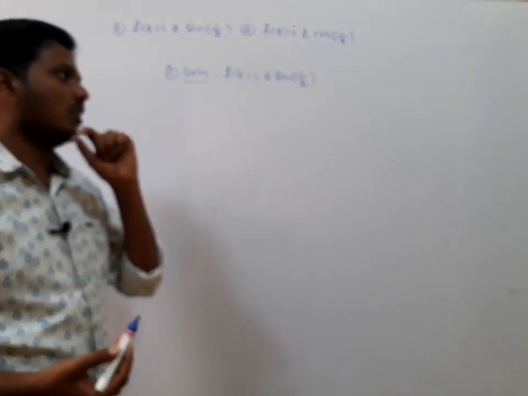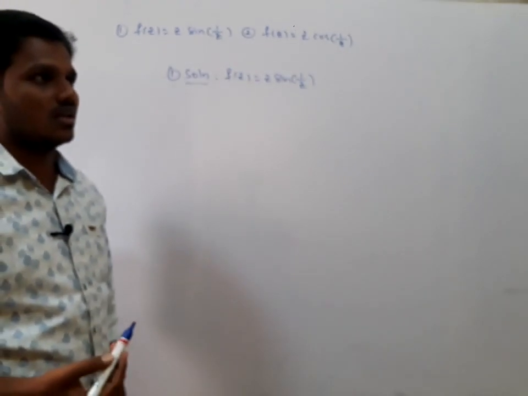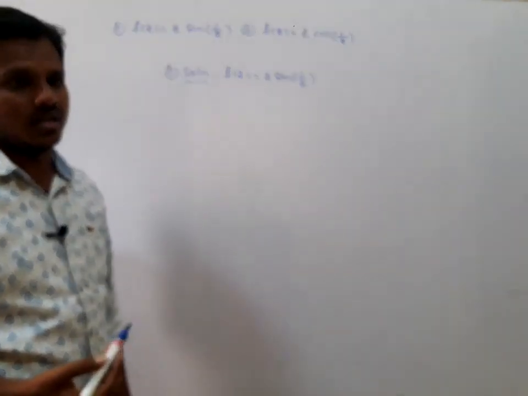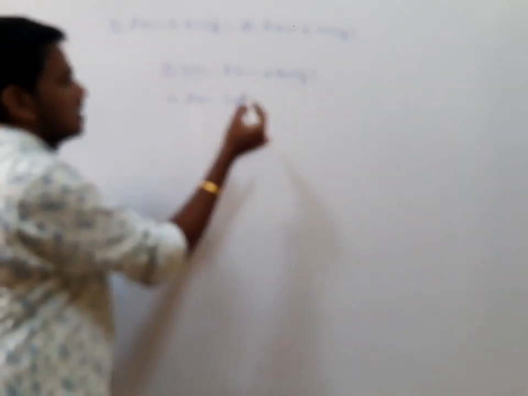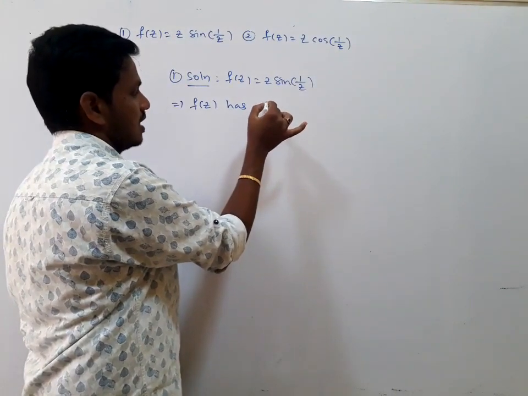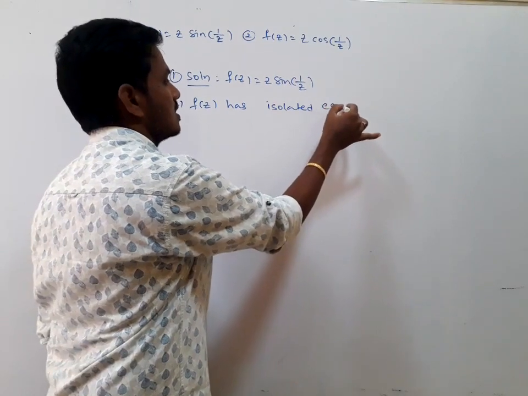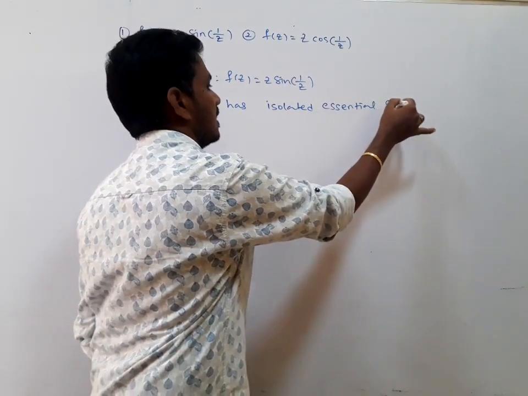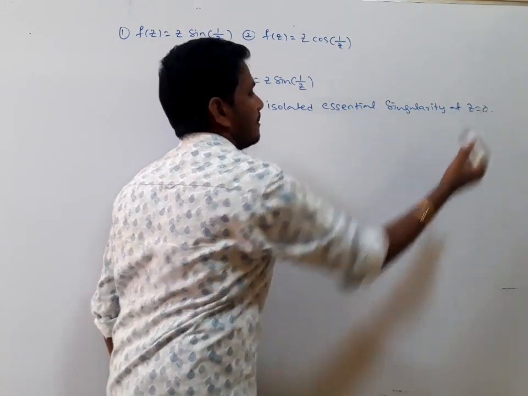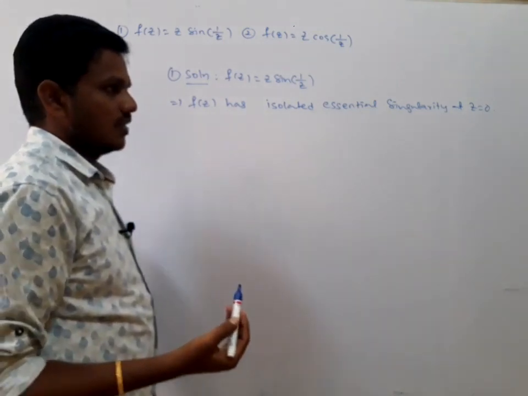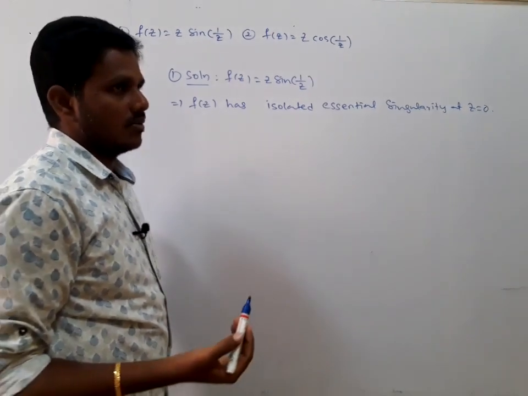Not only an isolated singular point, if you see this, z equals 0 is an isolated essential singularity. That means f(z) has an isolated essential singularity at z equals 0. As we discussed in the five cases, removable singularity, simple pole, pole of order m, I gave the formulas.